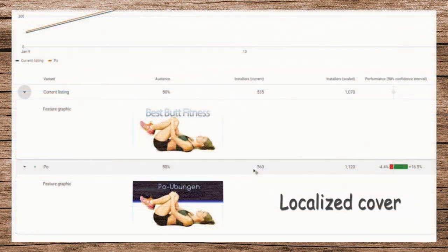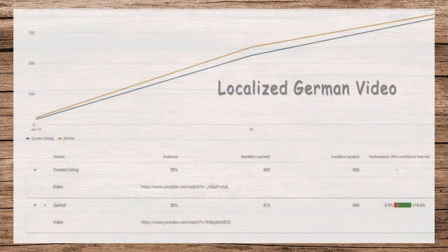Next we have 2 covers. The second one is localized to German, and as you can see, the improvement is plus 16%, pretty good. The reason that the background picture is different is because this one was already tested in the US and proved to be right. It's not the best thing to do, but it might have to do with the extra improvement here as well.